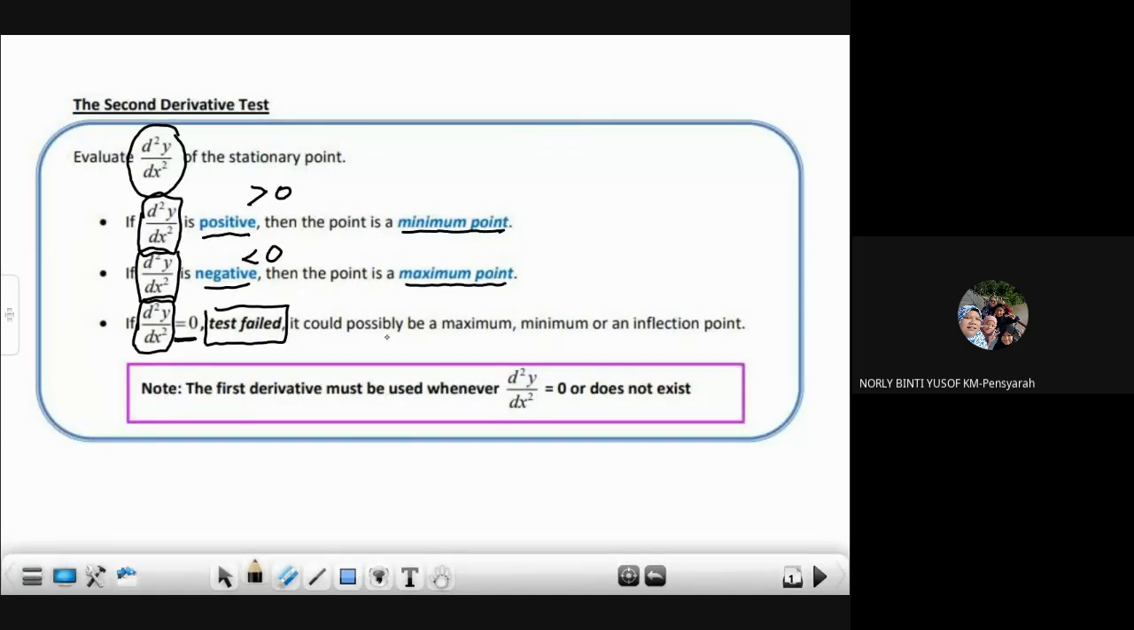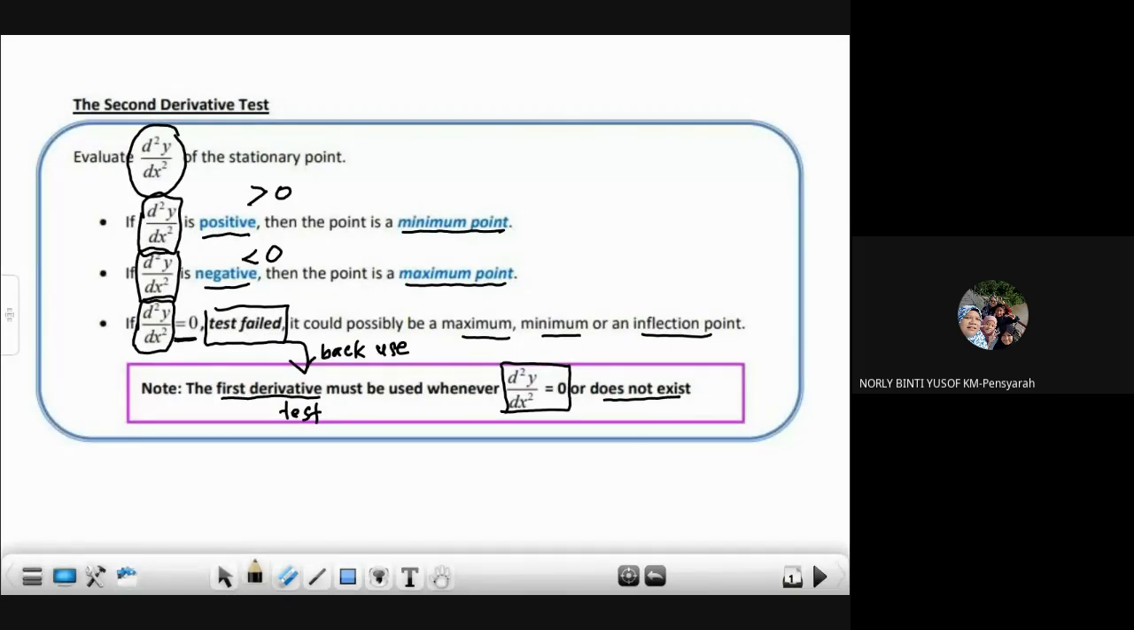So it could possibly be maximum. So kita ada 3 jenis kan, type of stationary point. So it could be maximum, minimum ataupun inflection point. So kita nak cari tu, kita kena, test fail tu kena terus pergi back use first derivative test. So note the first derivative must be used whenever your second derivative is equals to 0 or does not exist lah. That means you punya second derivative equals to 0, back use first derivative test. Okay, that is the concept lah.